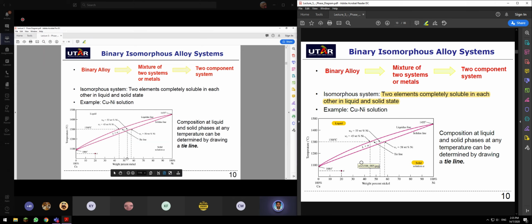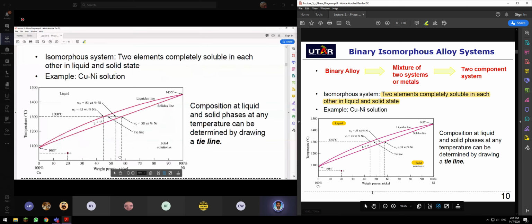Let's say the question says, what will be the composition of solid phase and liquid phase when I have 53 weight percentage of nickel at 1300 degrees Celsius? So you draw a point here. Let me zoom. So you need to draw a tie line.